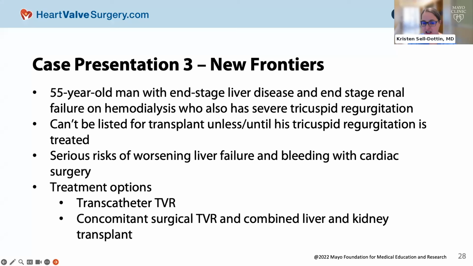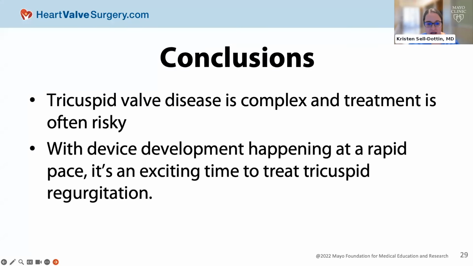And so again, thinking back to the options we just talked about, do we think about a transcatheter procedure and then try to proceed with transplant? Or do we work with our abdominal transplant colleagues and work to do a concomitant, or at the same time, surgical tricuspid valve replacement and a liver and kidney transplant? And so again, I think we're starting to see exactly how sick these patients are, but it's certainly an exciting area. Next slide. So yeah, it's complex, treatment's often risky, but it's developing at a very rapid pace.